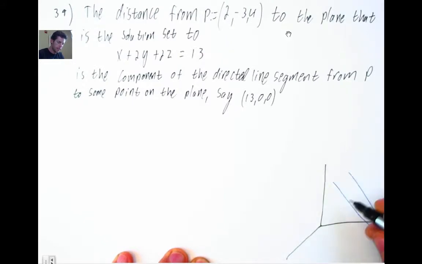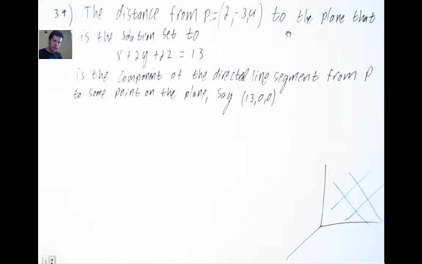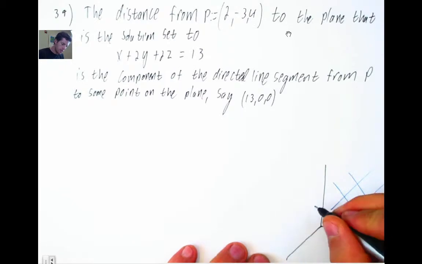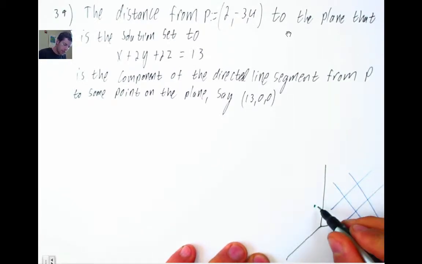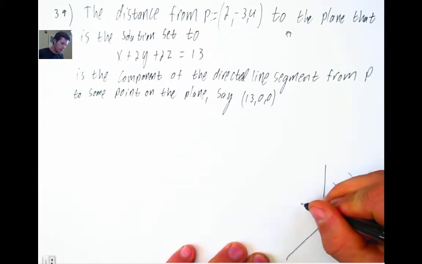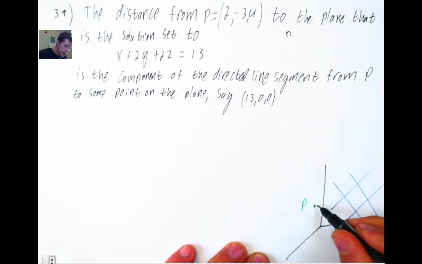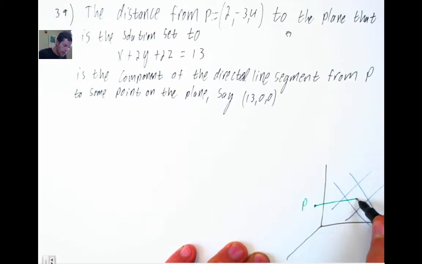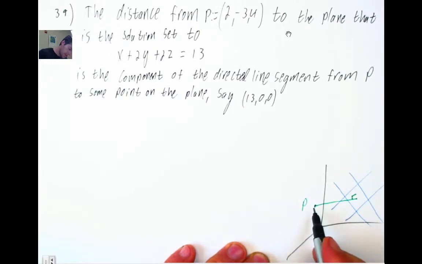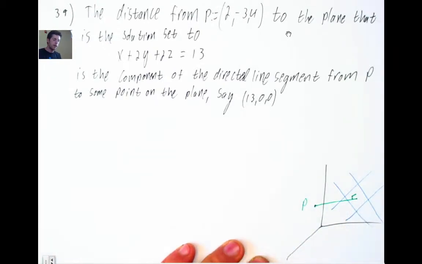Maybe I'll do it like this. And the idea here is if I have a point out there in 3 space, then the distance from that point, P, to the plane will be the length of this line, which, man, I'm picturing this line coming up behind the blue plane and making a 90-degree angle with that plane.